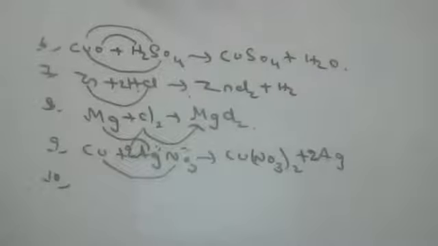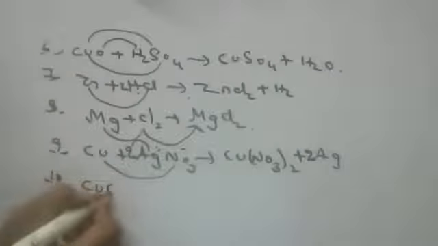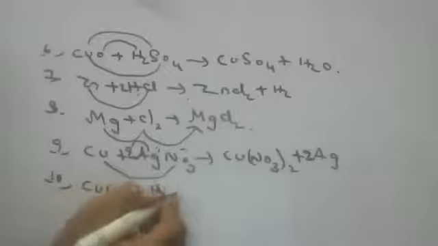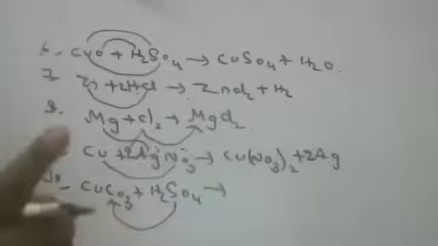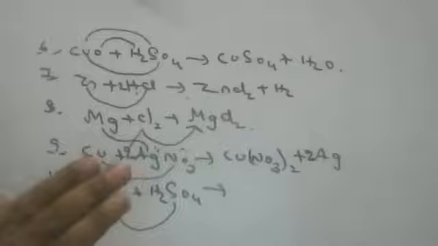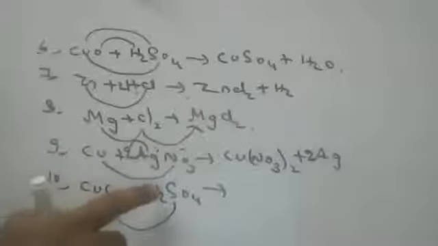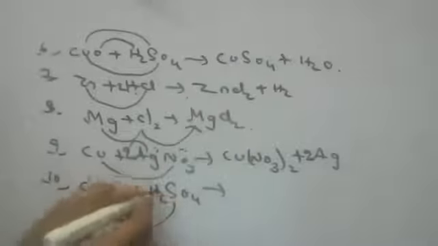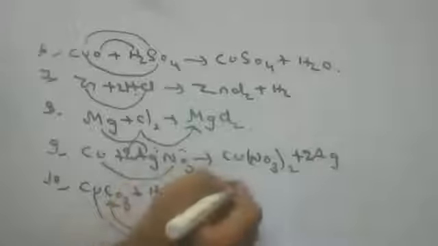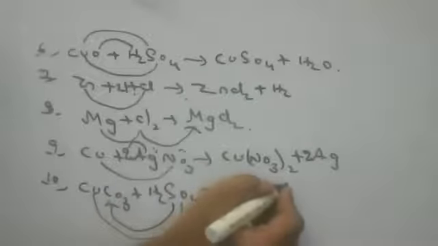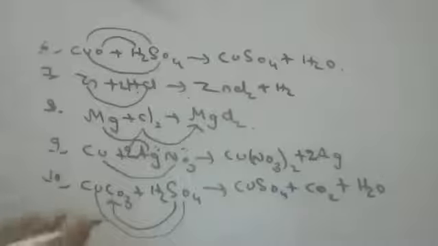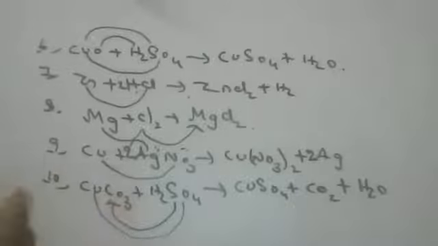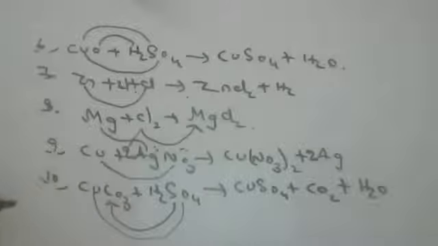Next, copper carbonate plus sulfuric acid. Here, I told you acid plus carbonate gives what? Salt, water, carbon dioxide. What is the salt you are expecting here? Copper sulfate. Copper sulfate is the salt. Plus 2 minus 2 cancel. Carbon dioxide is compulsory, water. So balancing, everything is balanced only. No problem will be there. Okay, this is 10th question.